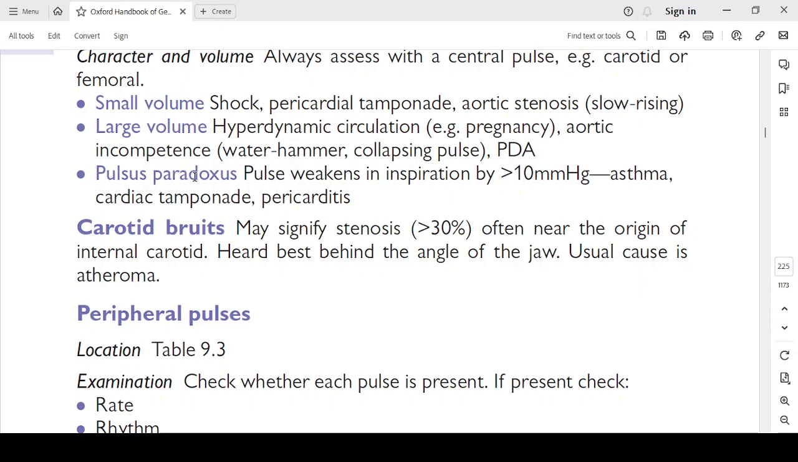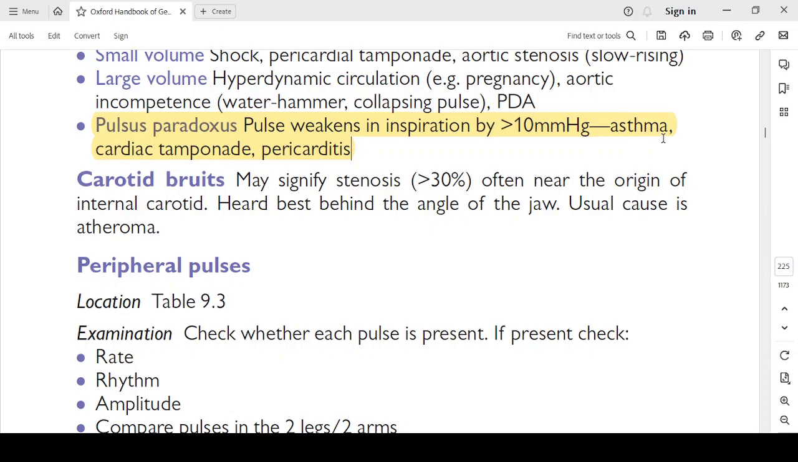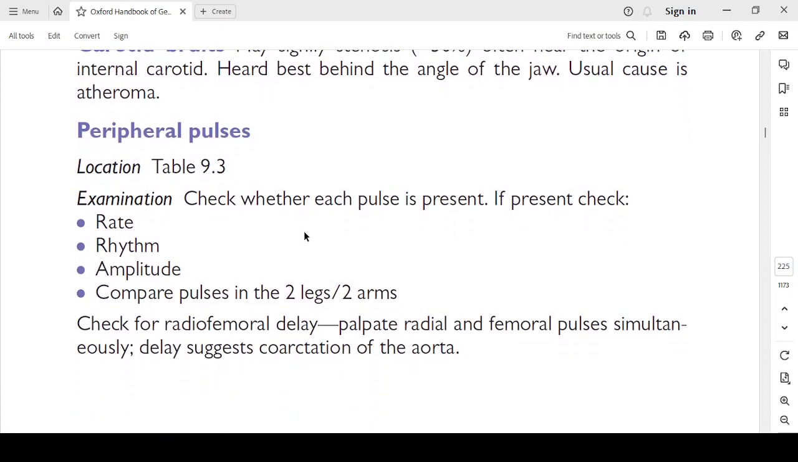So, pulsus paradoxus. The pulse weakens in inspiration by more than 10 millimeters of Hg. The causes of pulsus paradoxus are asthma, cardiac tamponade and pericarditis. Carotid bruit may signify stenosis of more than 30%, often near the origin of the internal carotid artery. Heard best behind the angle of the jaw. Usual cause is atheroma.